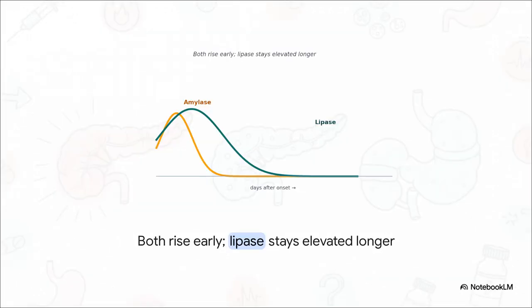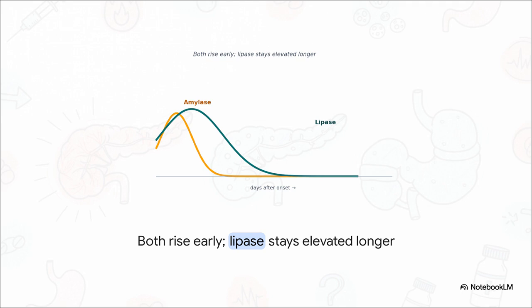Speaking of those enzymes, let's talk about the timeline of amylase versus lipase. They both spike pretty early in the disease, but clinicians almost always prefer lipase. Why? Because lipase stays elevated way longer than amylase, which can actually fall back down to normal in just 3 to 5 days. Plus, lipase is a lot more specific to the pancreas.